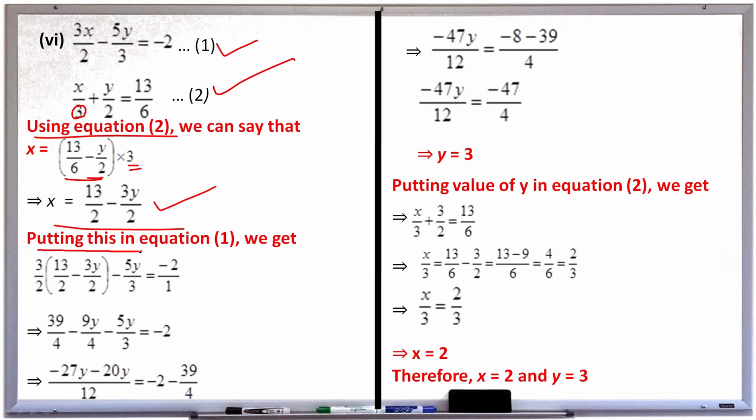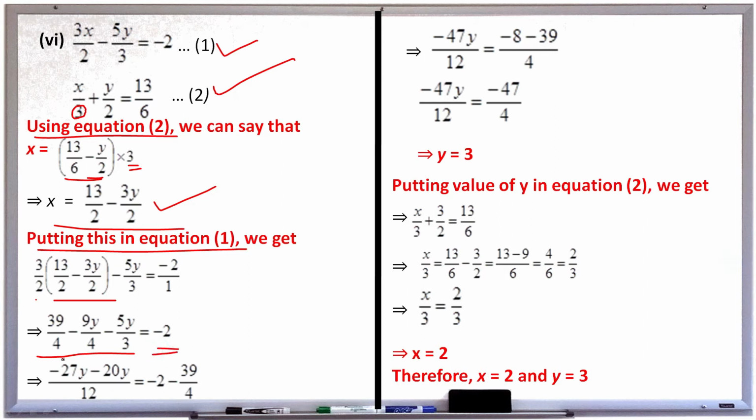Putting this value in equation number 1, we get the value of y. So just substitute this value in equation number 1. Instead of x, you put this value. This value you put for the x term. Minus 5y by 3 is equal to minus 2. Simplifying, taking the LCM, you can simplify. You will get the value which is equal to minus 2.